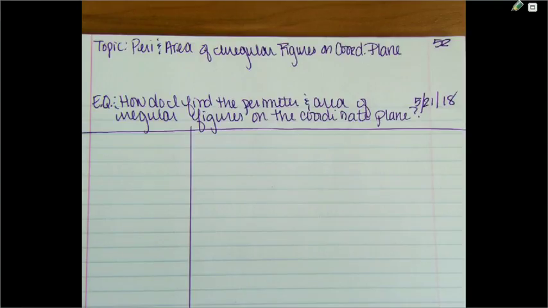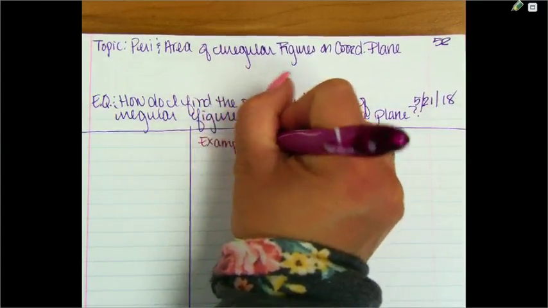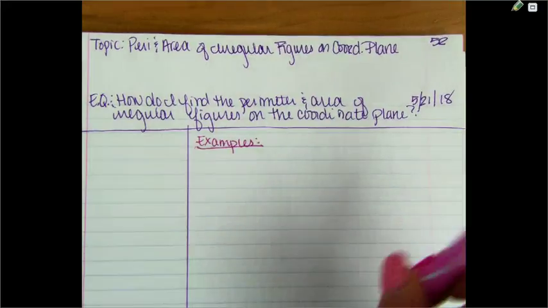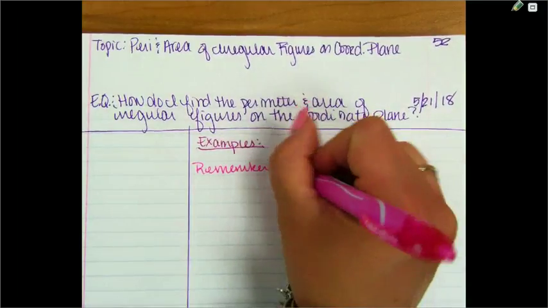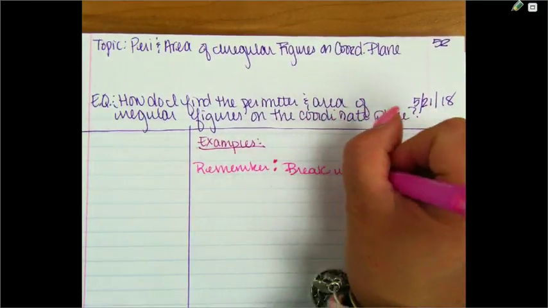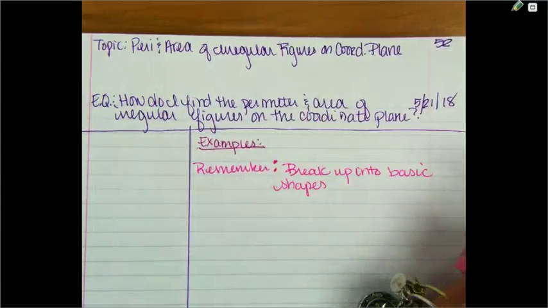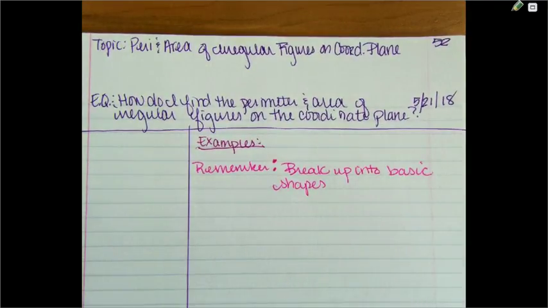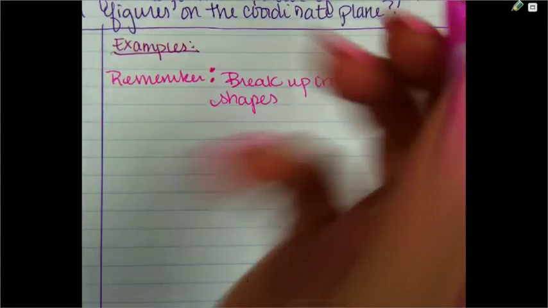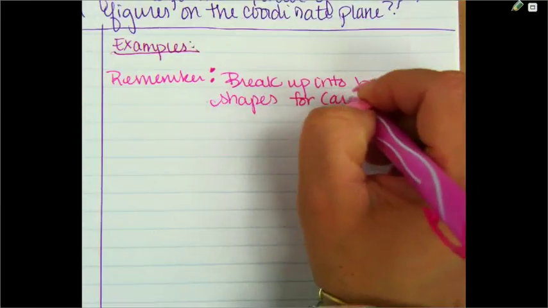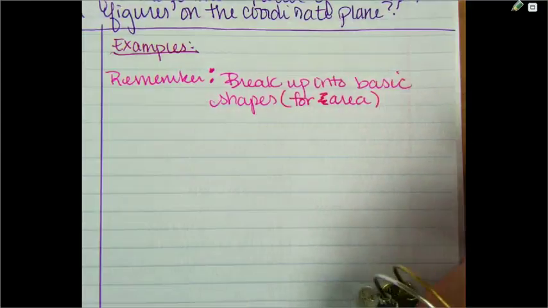All right, we ready? Let's do these examples. We're going to put a little side note. Remember, break up into basic shapes. What are the basic shapes going to help us find? Area or perimeter? Usually it's just area.